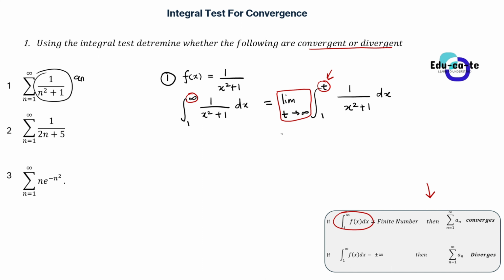And then here, if you integrate, this is still going to be the limit as t approaches infinity. When you integrate 1 over x squared plus 1, you are going to get the inverse of tan, or arctan, of x, and then with the bounds from 1 to t.